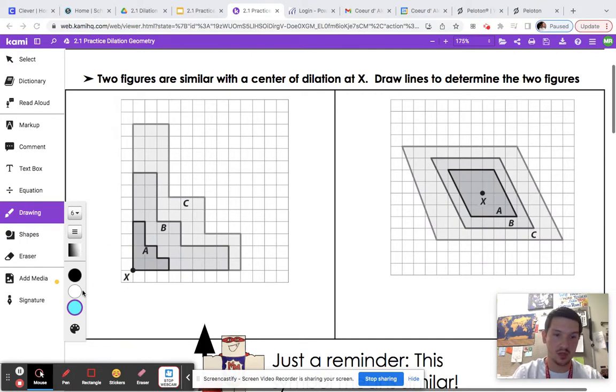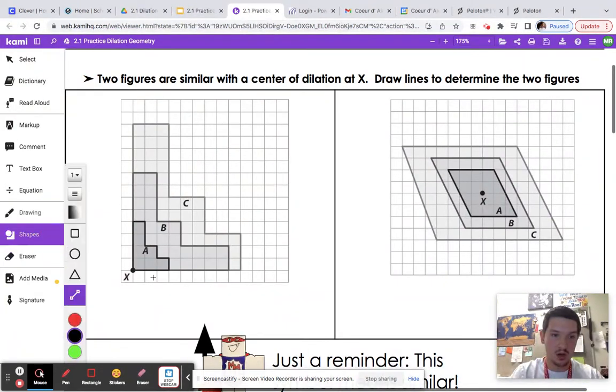So, let me show you here with my black. We can actually draw straight lines from our center of dilation, which is X in this case, and draw them straight through all of our vertices. And if they are able to cross evenly, it'll give us a way to determine if they're all correctly dilated or not.